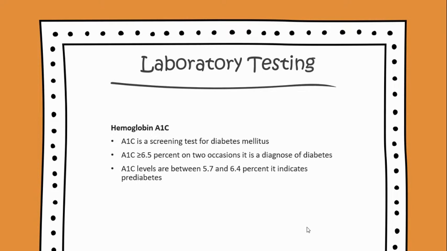A1C is a screening test for diabetes mellitus. If A1C is greater than or equal to 6.5% on 2 occasions, it is a diagnosis of diabetes. If A1C levels are between 5.7 and 6.4%, it indicates prediabetes.